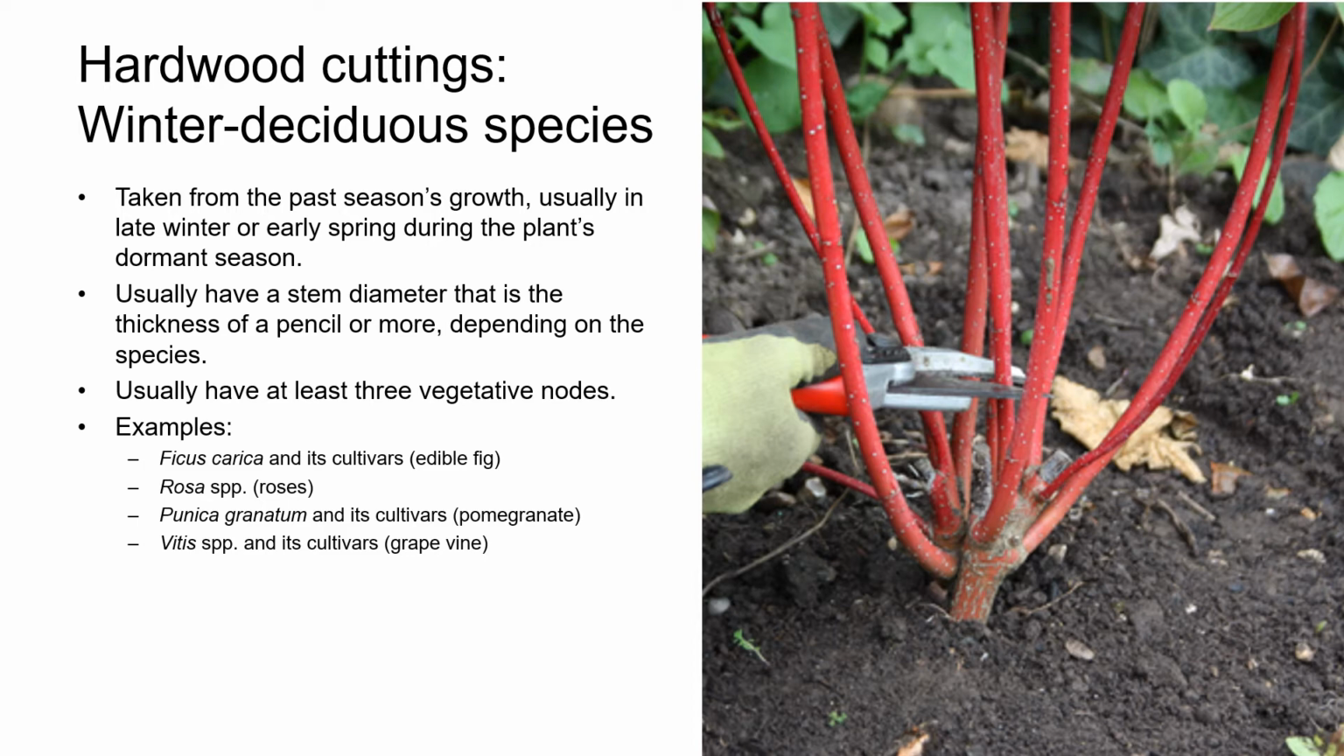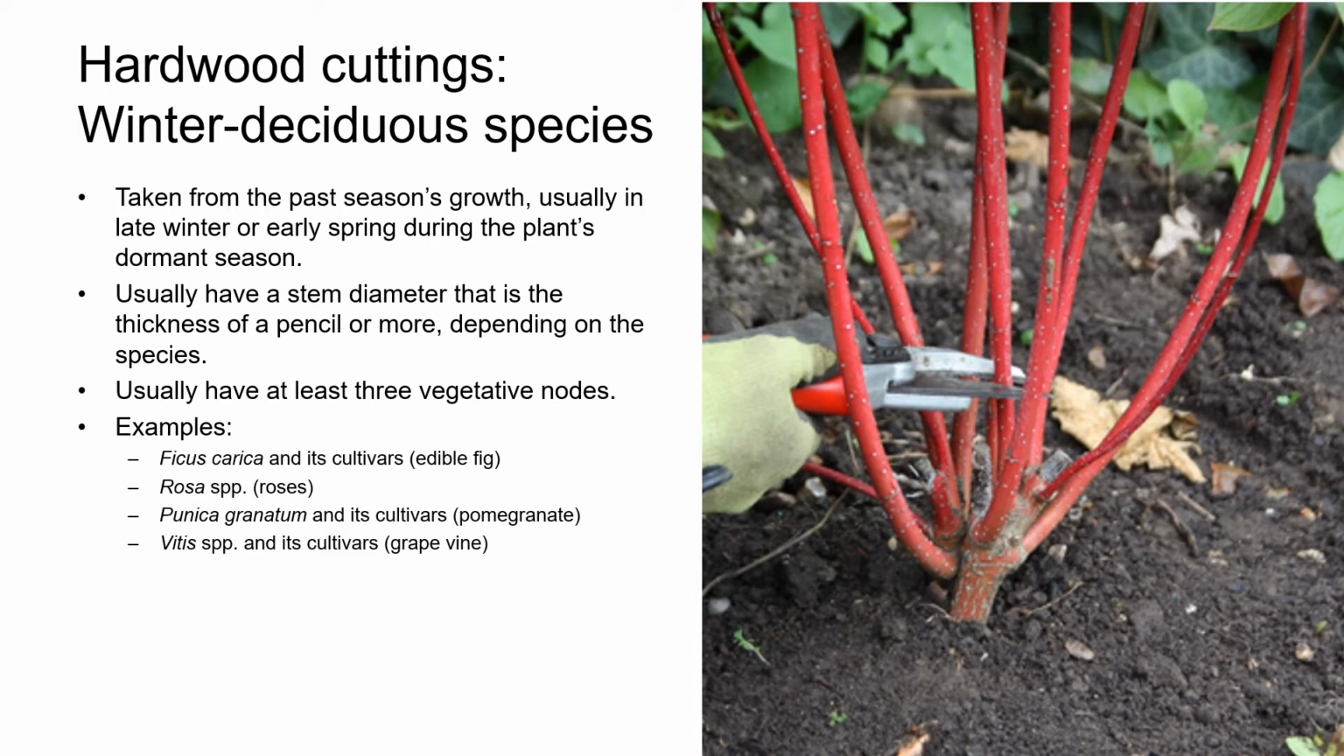Hardwood cuttings of winter deciduous species are quicker and easier to prepare than semi-hardwood cuttings because there are no leaves to remove. Even though hardwood cuttings of deciduous species have no leaves, they can still dry out, so treat them in much the same way as you would semi-hardwood material. Don't leave them in the sun and plant them promptly.